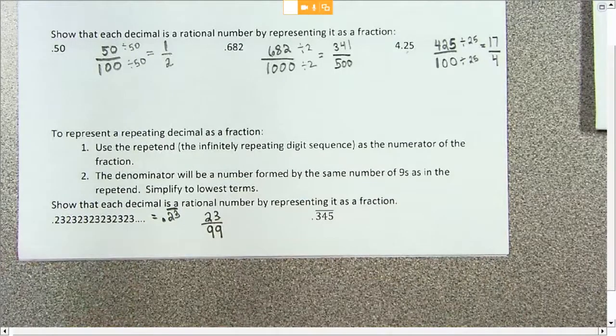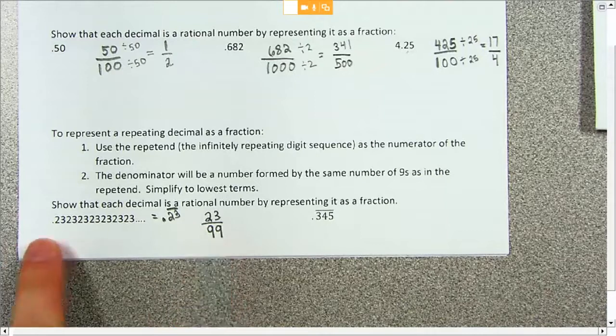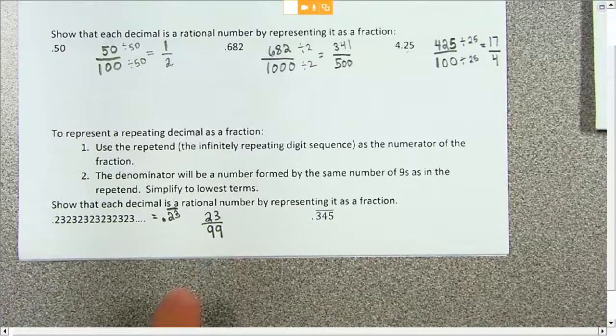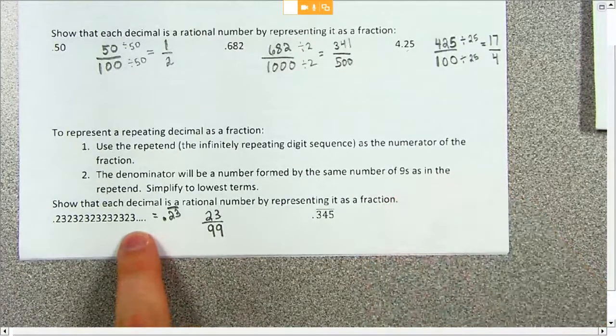That's it. But where did you get the 9s? You just have to believe me that it will always work. And if you want to divide 23 by 99, you'll get 0.23232323 that goes on forever.